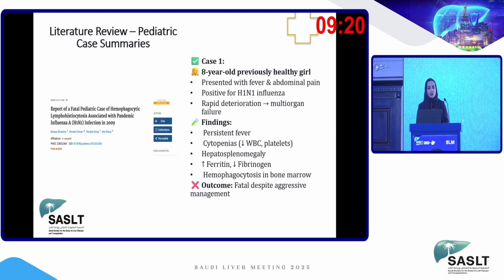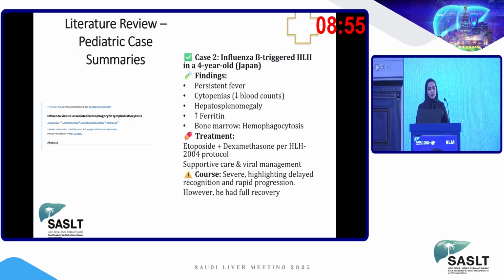She had a rapid deterioration and progressed into multi-organ failure. So this patient, due to persistent fever, her CBC showing cytopenia, low white cell count and platelets, with hepatomegaly, her ferritin was high, and hemophagocytosis in bone marrow. The outcome for this case was fatal despite aggressive management, because she was recognized too late, at the time she had multi-organ involvement.